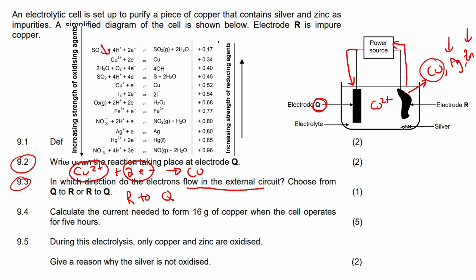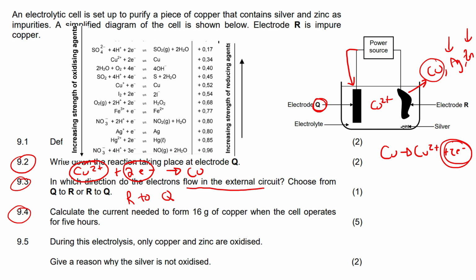Well, think about, let's say, for example, when we oxidize the copper, then the reaction is going to be written in the opposite direction. So then copper turns into copper 2+ plus 2 electrons. So now you can see that the electrons are part of the products, so they get given off and then they go back through the battery like that. Okay, so it's going to be R to Q. The electrons are going to go like that.